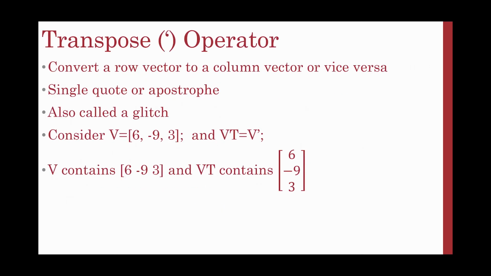There's also a very useful operator called the transpose operator, which is the apostrophe. It can convert a row vector into a column vector or a column vector into a row vector. Sometimes it's called a glitch in the book. So if I have a variable that I've defined, v, and v is equal to 6, 9, 6, minus 9, 3, that's a row vector, and I define a second variable vt to be equal to v apostrophe, vt is going to contain a column vector of 6, minus 9, 3. So I've switched the rows and columns in my vector to go from a row to a column.